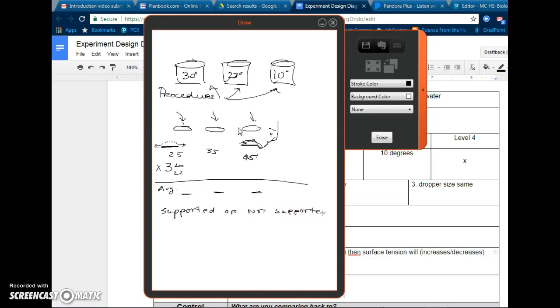Okay, so hopefully, my drawings aren't the best, but hopefully that helps a little bit when it comes to experiment design. And when you are writing your report, don't forget to label those variables.